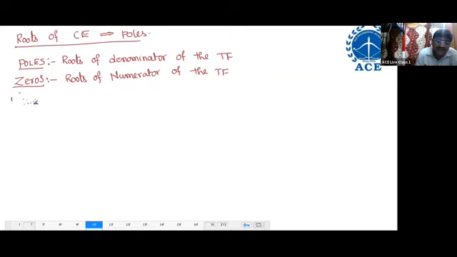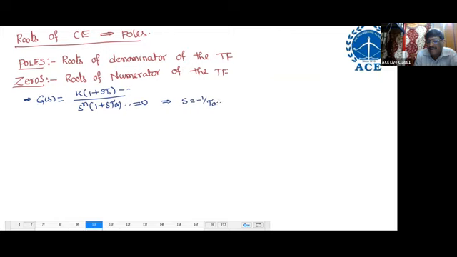Actually, strictly speaking, what is a pole? For example, if I take the time constant form, what is the time constant form? C of S by R of S or G of S. If I take G of S, what happened? K into 1 plus S tau 1 and so on. In this form, if I consider 1 plus S tau A, what is a pole? If I make the denominator equal to 0, what will I get? S equal to minus 1 by tau A, minus 1 by tau B. That means a pole is the negative of the inverse of the time constant.